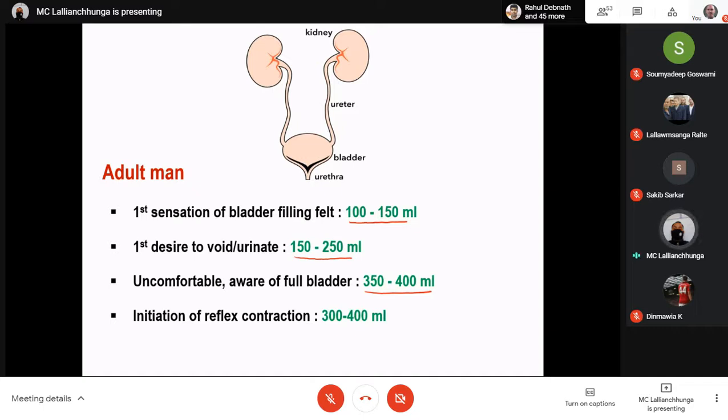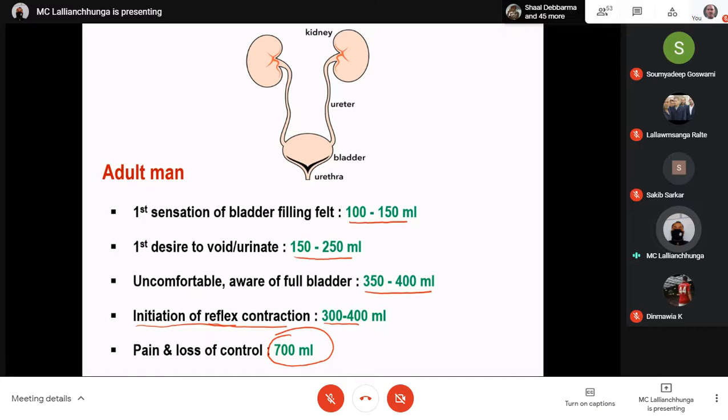Initiation of the reflex action will start when the bladder is filled with 300 to 400 ml of urine. Then comes pain and loss of control. So you don't have a chance to urinate or void your urine. You will feel pain and you might not be able to control, you cannot stop the urination, when the bladder is filled with around 700 ml of urine.